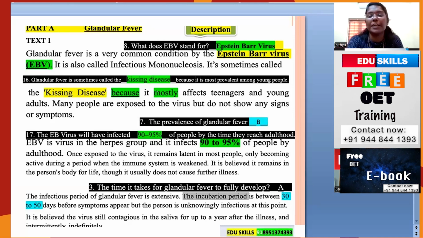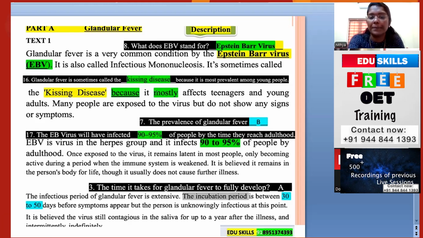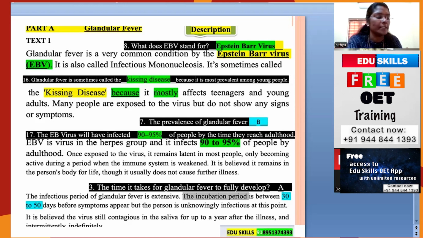Six, EBV virus. EBV virus description, where is it in text A? The first line. Okay, then the next question, 7, the prevalence of glandular fever. Where is it? Prevalence, 90 to 95%. EBV is a virus in the herpes group and it infects 90 to 95% of people. The question says the EBV virus will have infected 90 to 95% of people by the time they reach adulthood, so the answer is A, which matches the text.